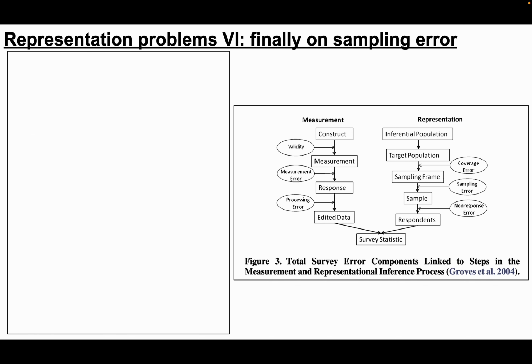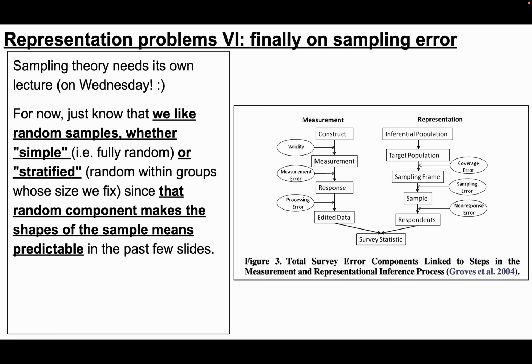So that's a little more on sampling error. Sampling theory really needs its own lecture, and I'll deliver that on Wednesday. For now, what you can know is that we just like random samples, whether they are simple, that is to say fully random, or stratified, which means that they're random within groups whose size is fixed, since that random component makes the shape of the sample means predictable. So remember that bell curve kind of shape that you saw in those histograms of all the sample means.